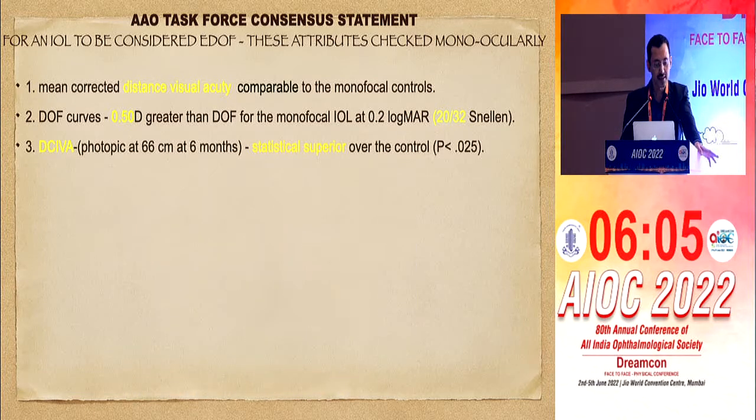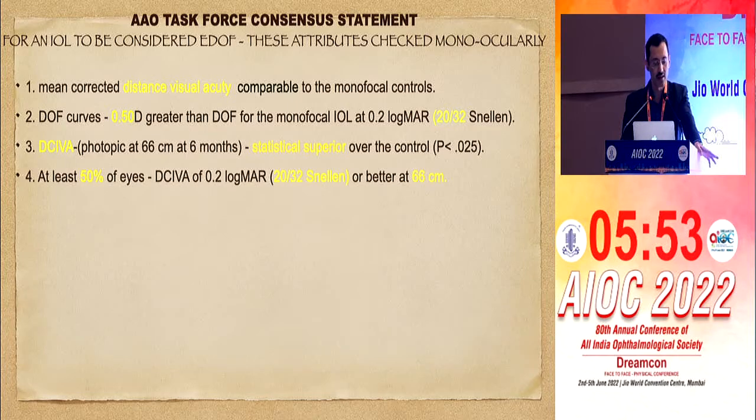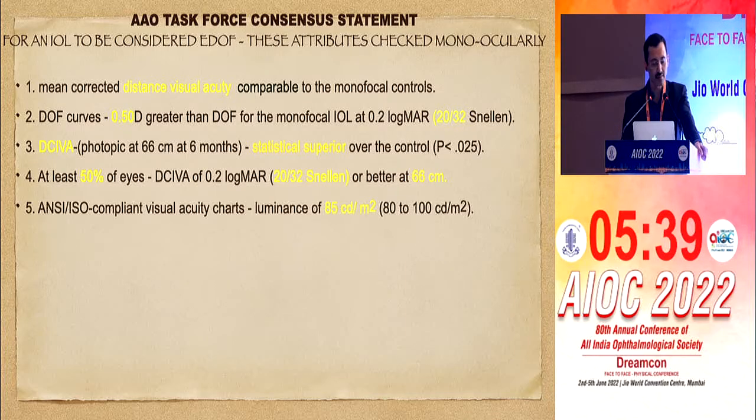Distance corrected intermediate visual acuity, done in photopic conditions at 66 centimeter at 6 months, should be superior to monofocal IOLs with a p-value less than 0.025. At least 50% of the patients implanted with EDOF lenses should have distance corrected intermediate visual acuity of 0.2 logMAR or better at 6 months.